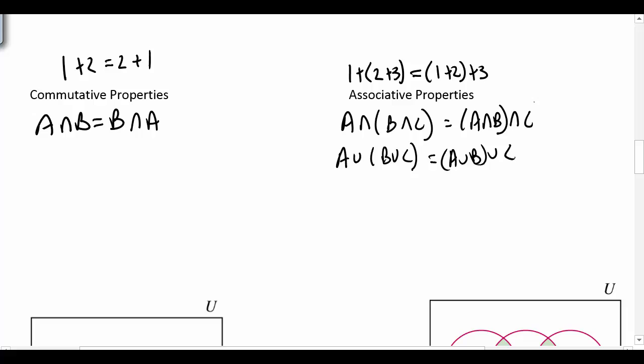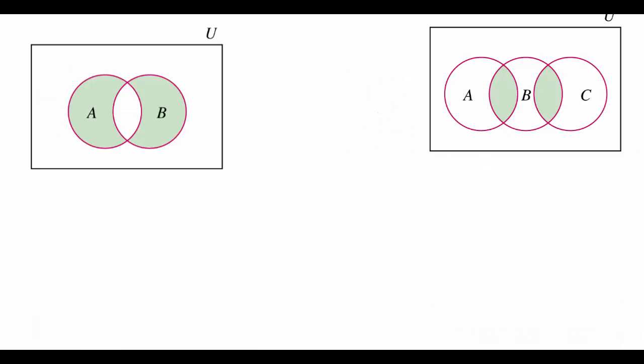So you can kind of see that there's some similar characteristics to the way the numbers behave versus sets. They look similar, even though we're talking about two different concepts. With sets, we're talking about groups of numbers, whereas the numbers themselves are looking at physically adding things together.